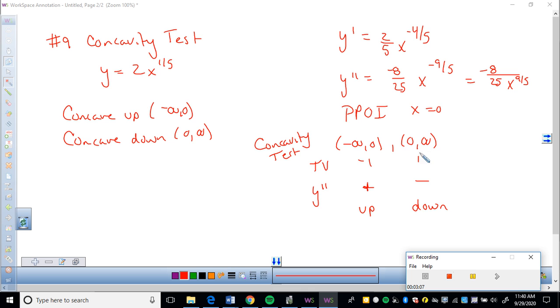So I set up my concavity test around x equals 0, so negative infinity to 0, 0 to infinity. Pick nice, easy test values, negative 1 and 1, and for the concavity test, we plug into the second derivative. And I get positive when I plug in negative 1, and I get negative when I plug in 1. So my interval for concave up is negative infinity to 0, and my interval for concave down is 0 to infinity. Let me move on to the next one.